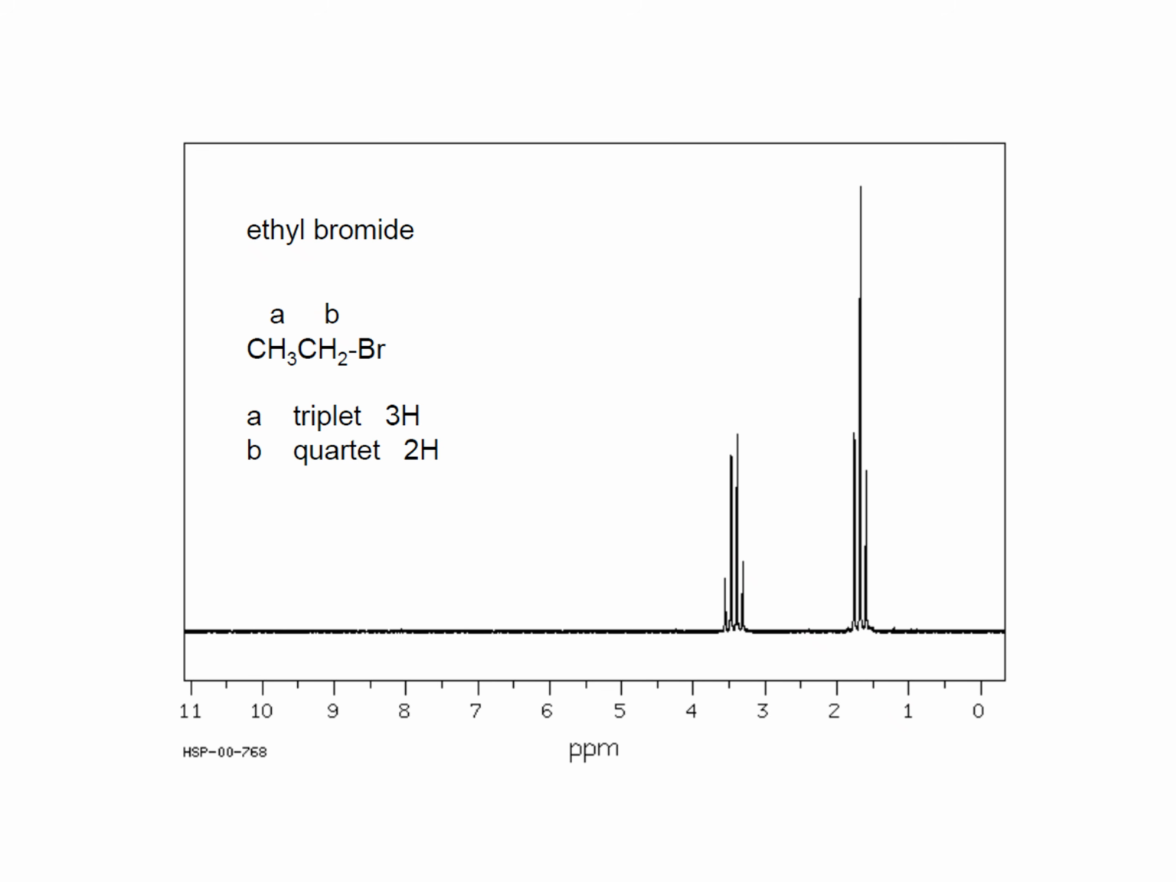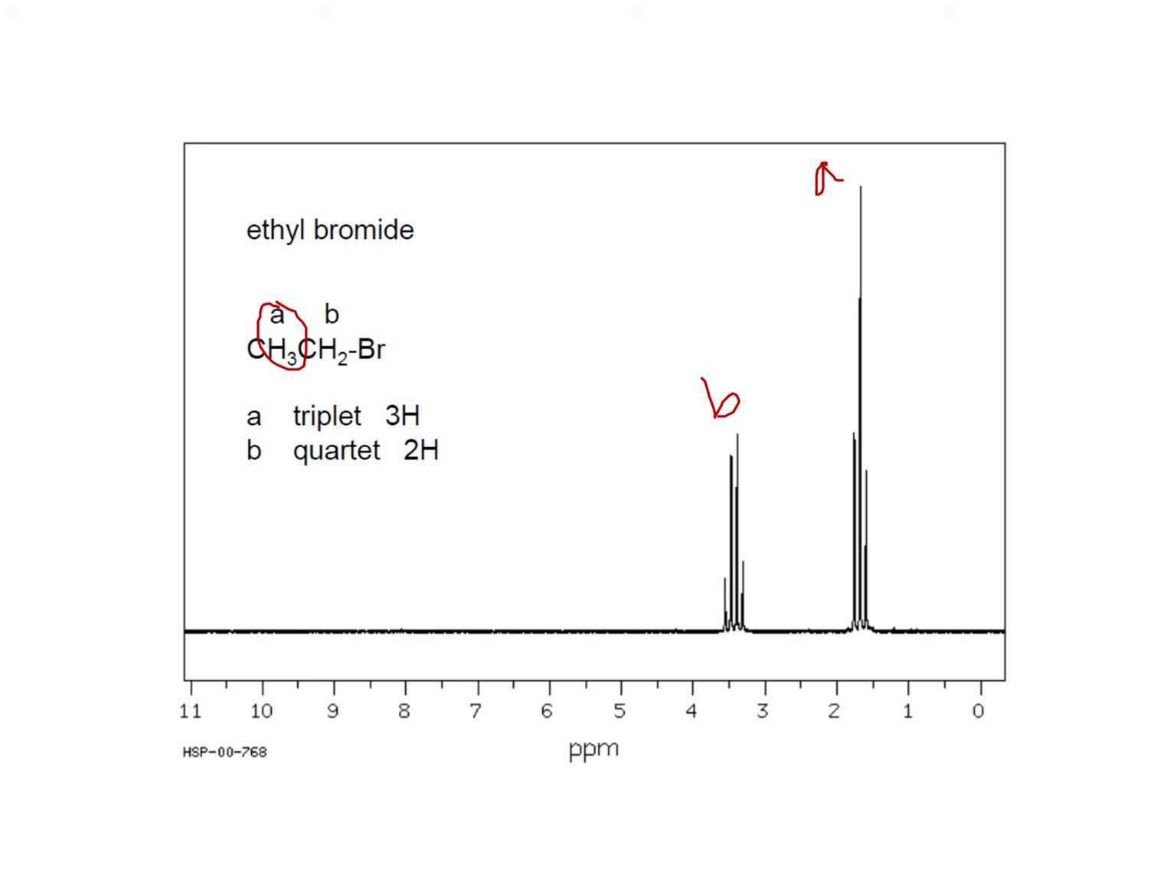Now ethyl bromide, I have already shown this. One would be triplet and one would be quartet. So one would be towards the downfield, one would be upfield. Which one would be upfield? A would be upfield, so this is A, and B would be quartet, and it would be B. So it is triplet, so 3, and it is quartet.